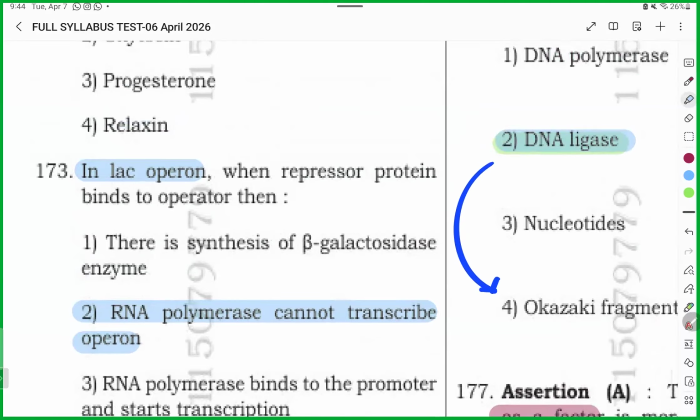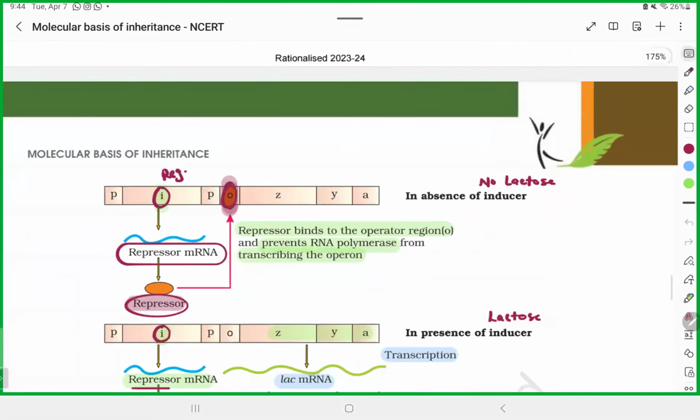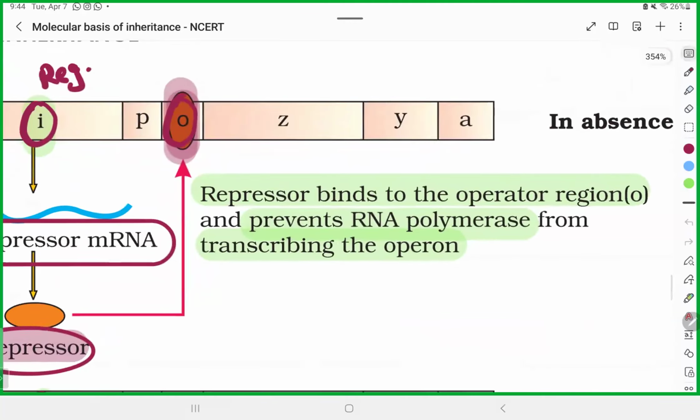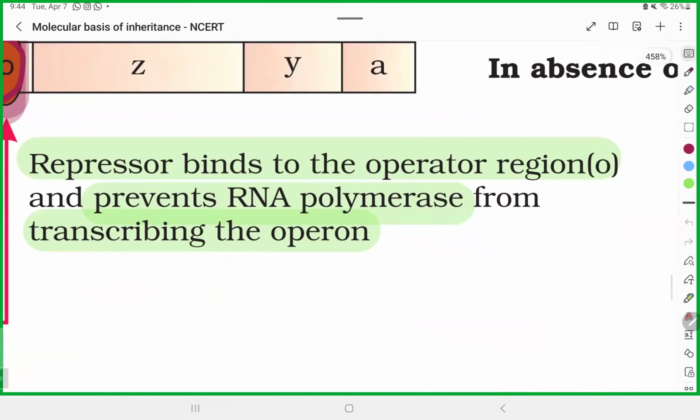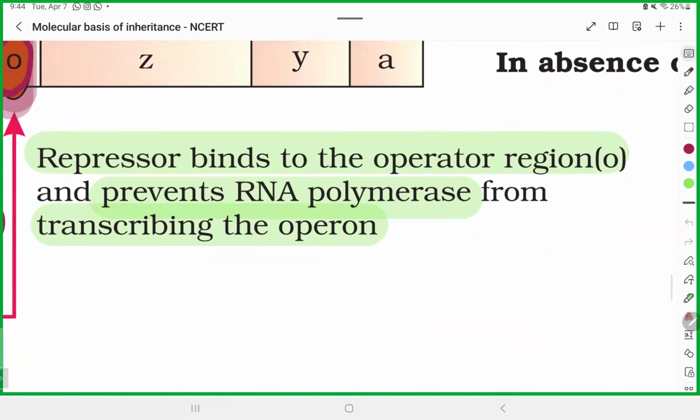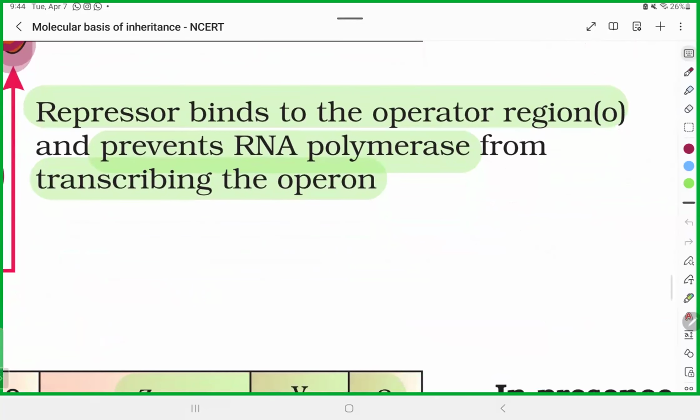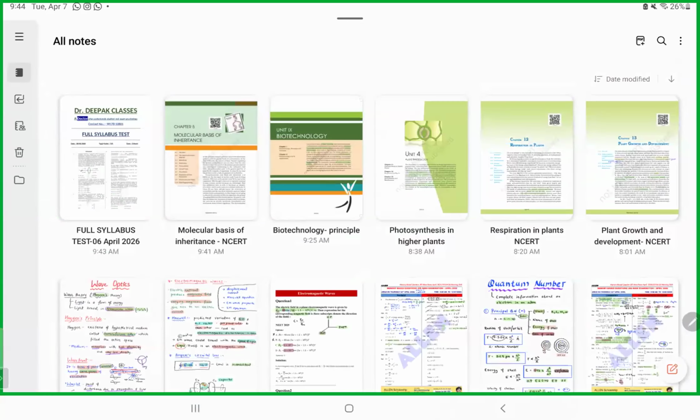It was a very easy question: in lack of operon, repressor protein binds to the operator and there is no further transcription. Why? Because in this line, repressor binds to the operator and prevents RNA polymerase from transcribing the operon. As simple as that. Right. Okay. Next question.